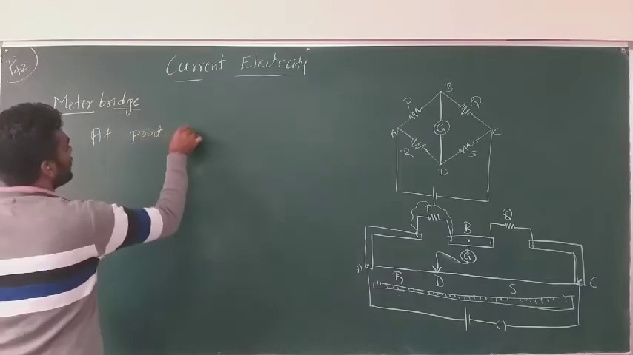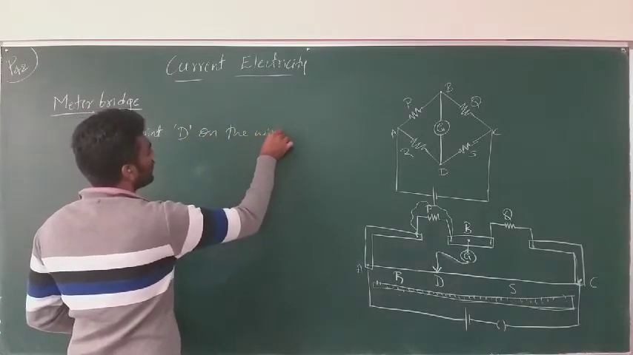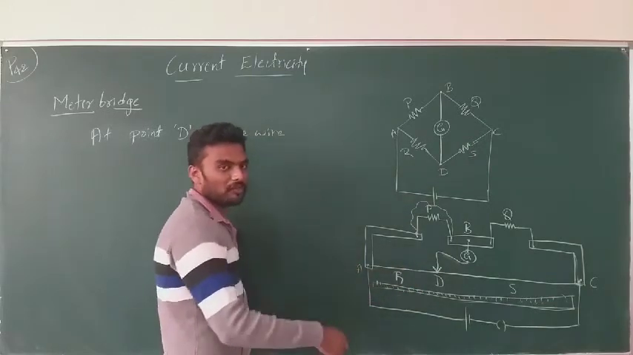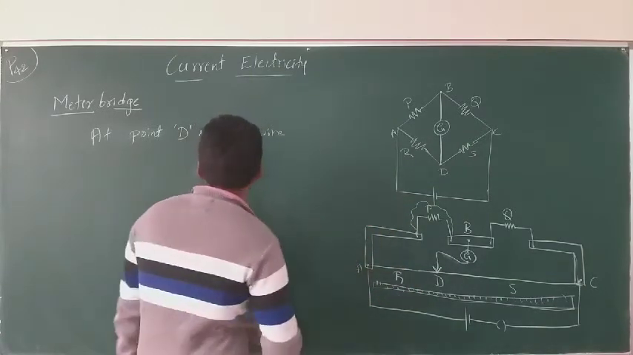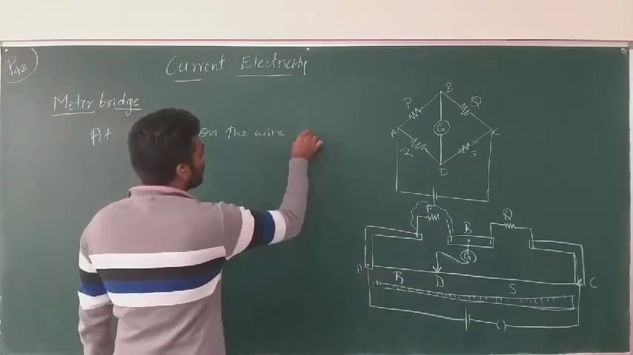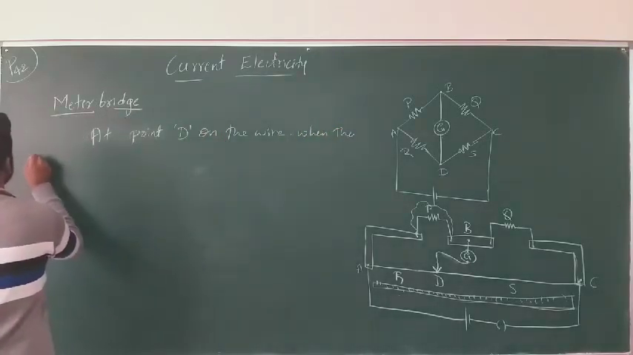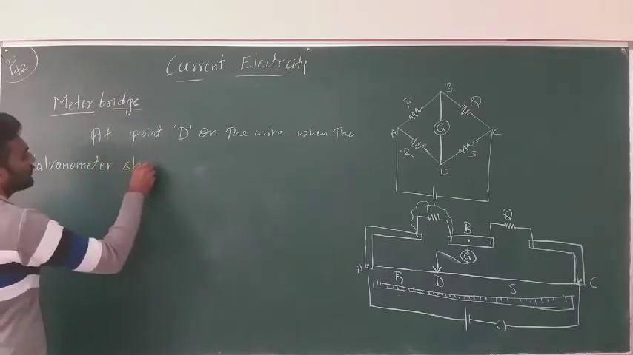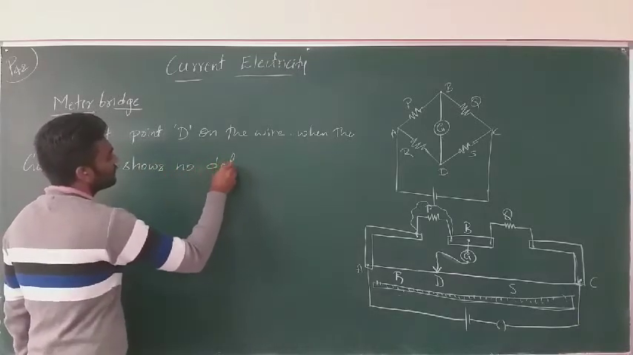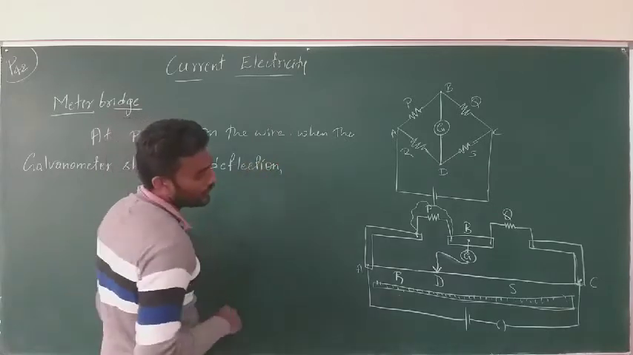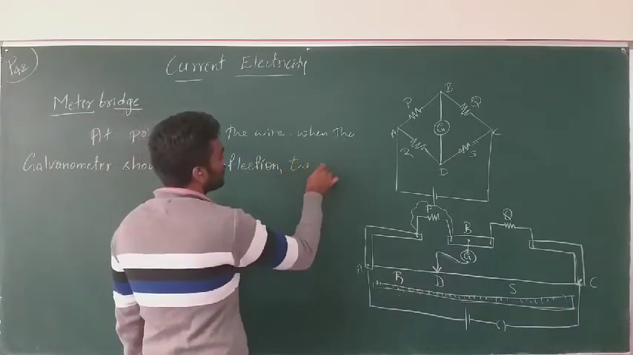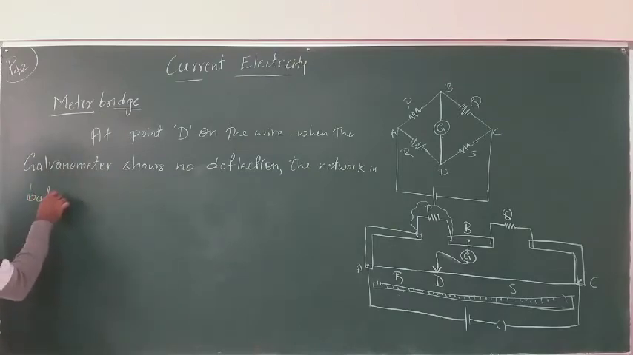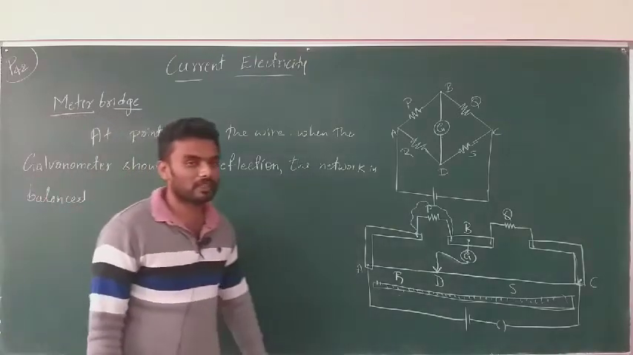At point D on the wire, see, this slider can move from here to here. I can move it, but I will stop the movement. I will stop sliding when the galvanometer shows no deflection. At point D on the wire, when the galvanometer shows no deflection, the network is balanced, right? That is the balanced condition of Wheatstone's network, and this is also a Wheatstone's network itself in a practical way.